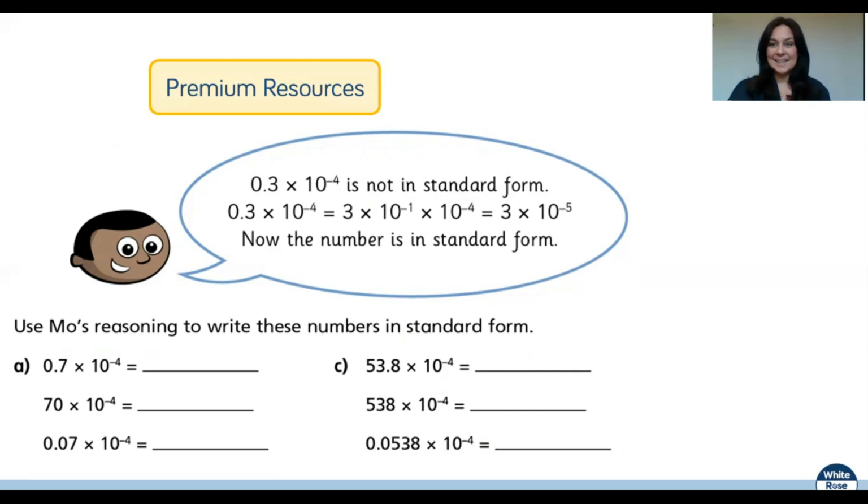Right, we can take it even further with our premium resources. So these are all on our website, and this is a really lovely question. So it's the sort of question where it's not in standard form and the students are expected to correct it. So just pause the video and have a little think, read through the question. How would you teach this currently?